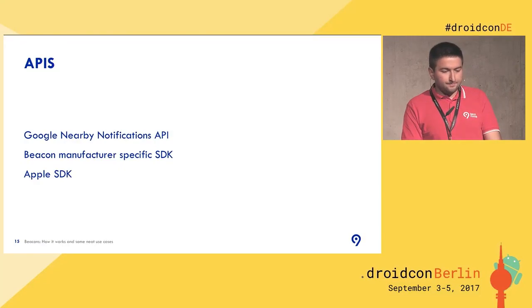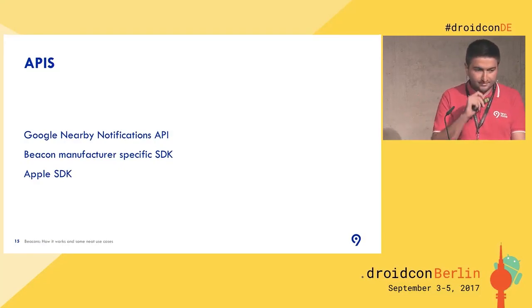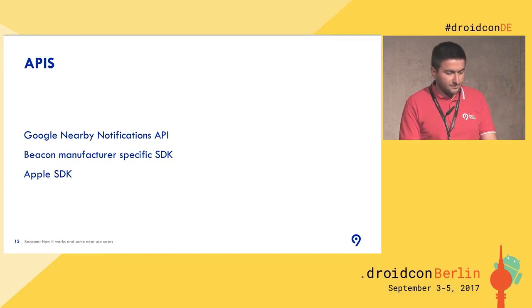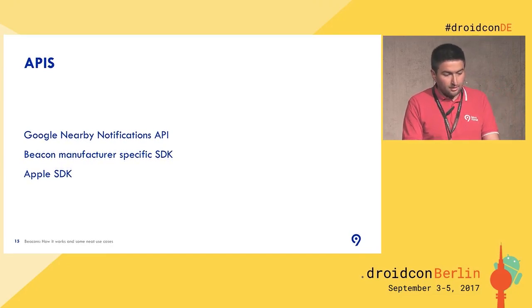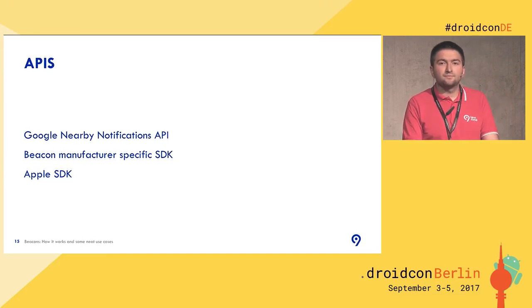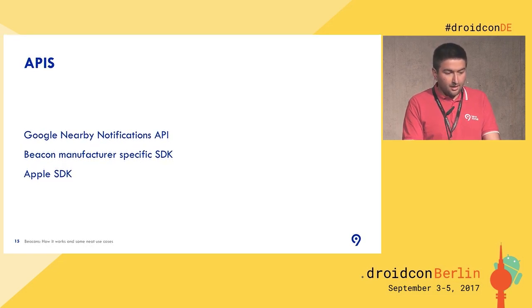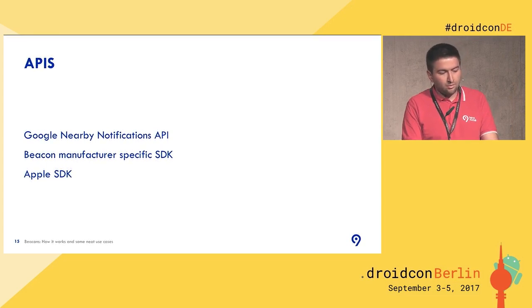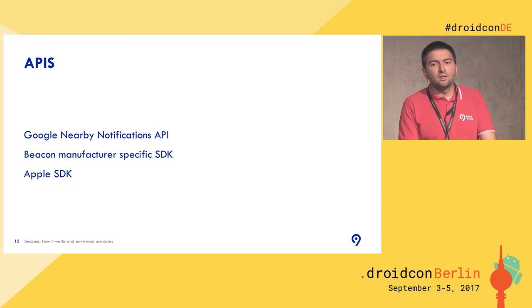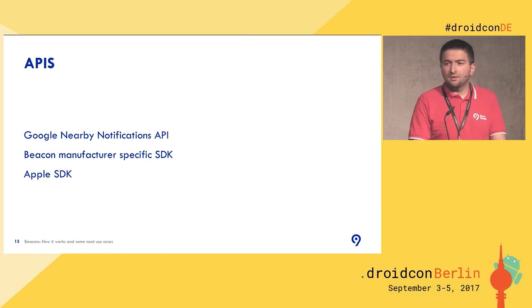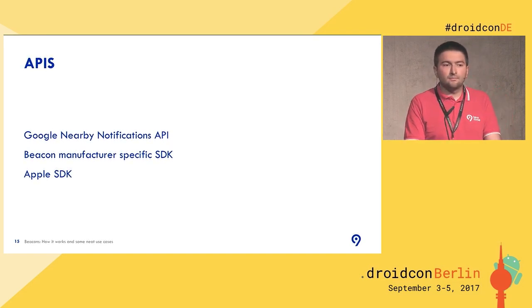So let's now talk about how we can work with this. What APIs can we use? There are a couple of APIs. We can use one from Google. It's called the Google Nearby Notifications API. It's really straightforward and simple. There is an SDK for iOS and Android.